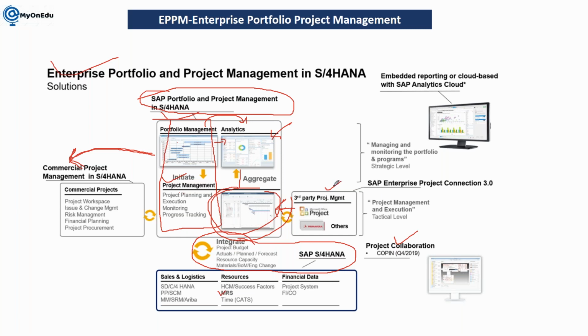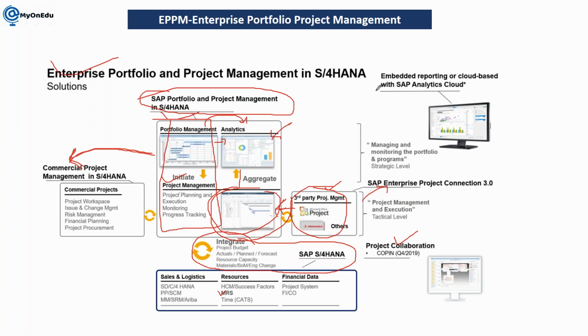Okay, so these are the major modules which you can integrate here. Then here the MSP we are integrating through SAP Enterprise Project Connection. So this is a separate module which is helping us to integrate project system with Primavera or MSP, or project management with Primavera or MSP. So it is up to you how you want to use that.